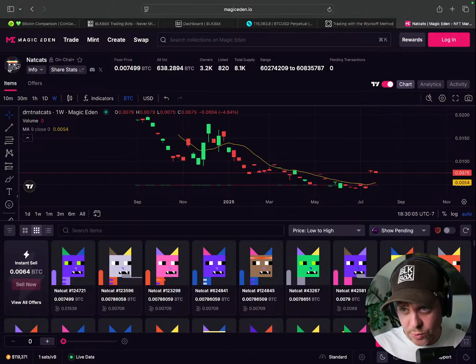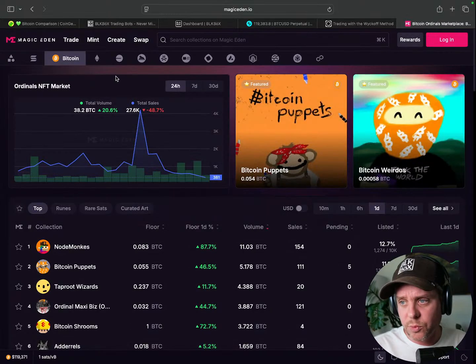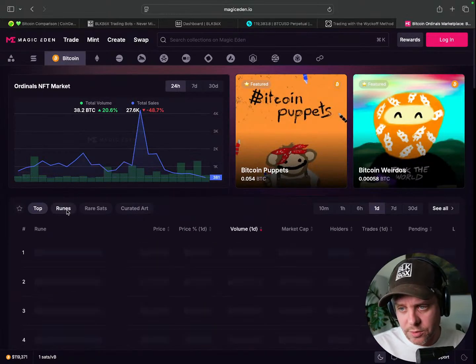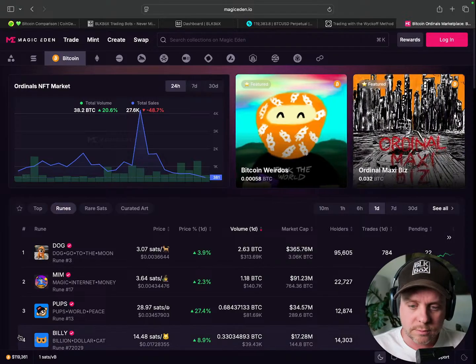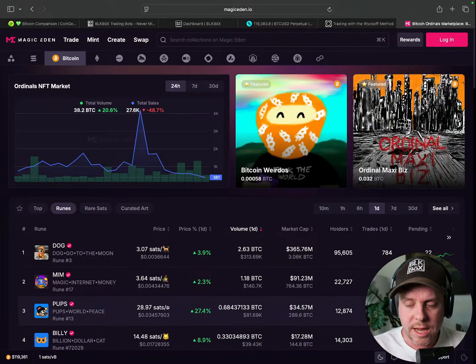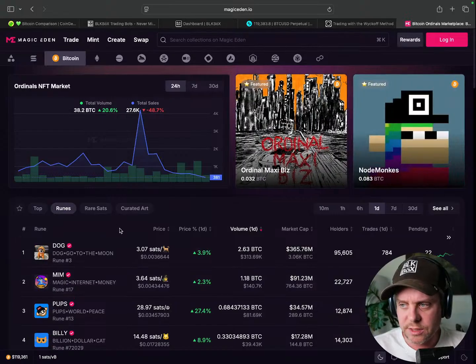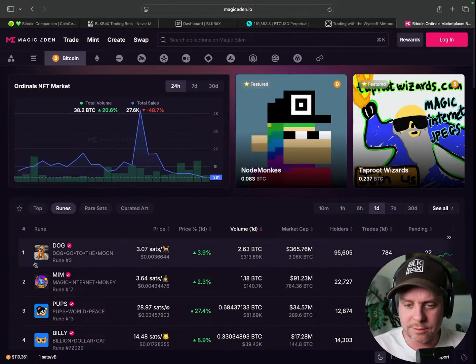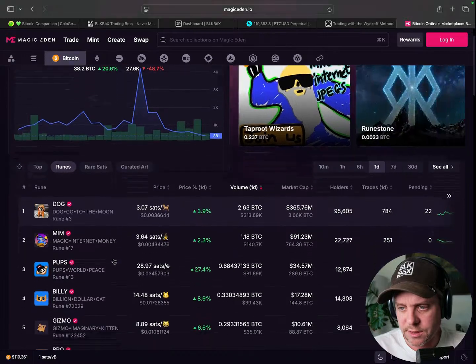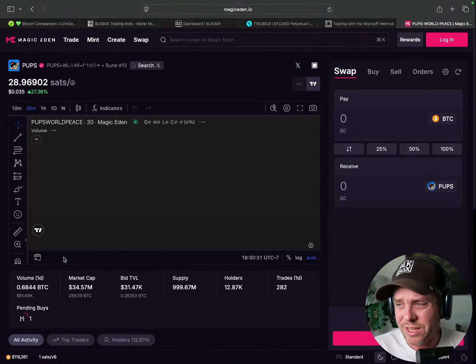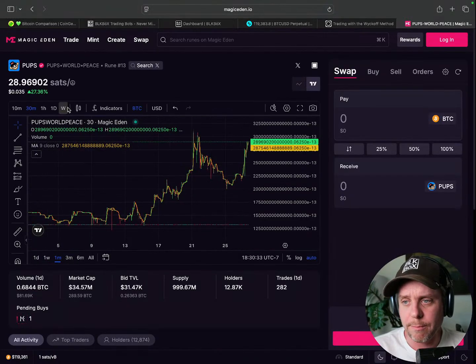Let's go take a look at those runes like you originally requested. How do I get to them runes? Take a look at the ADA chart. Yeah, it's a pretty sad chart, honestly. Charles Hoskinson flipping over to Bitcoin really did a number, but we'll take a look. Pups World Peace up 27% on the day. Holy moly.